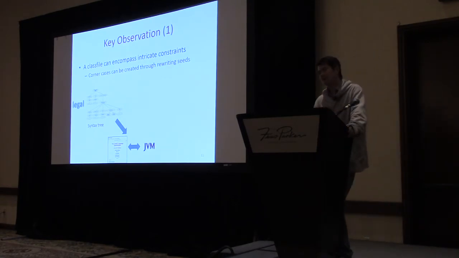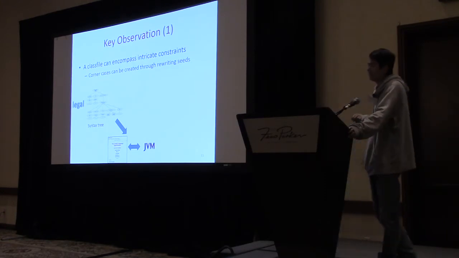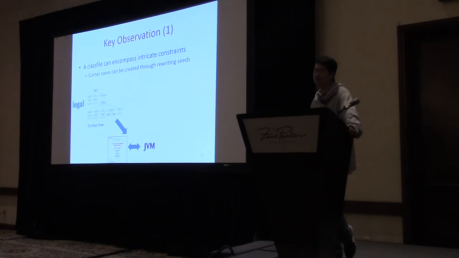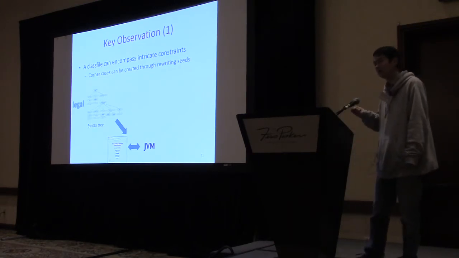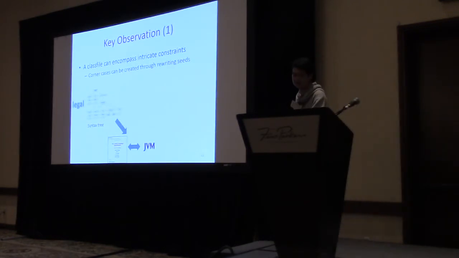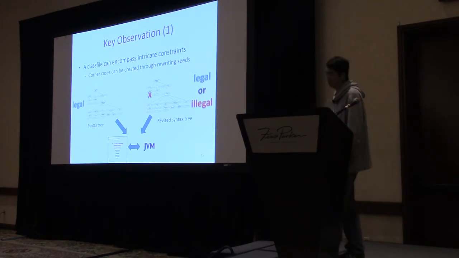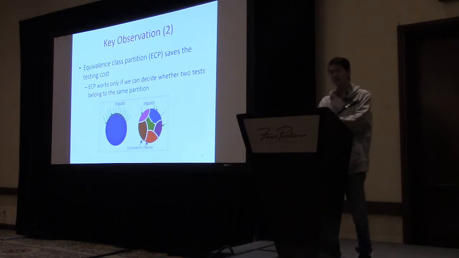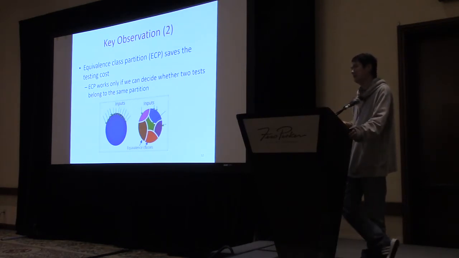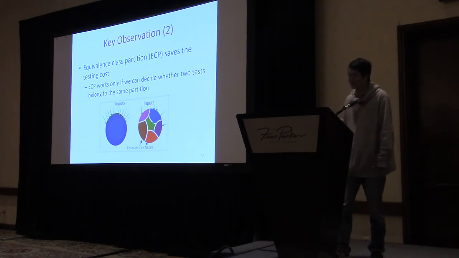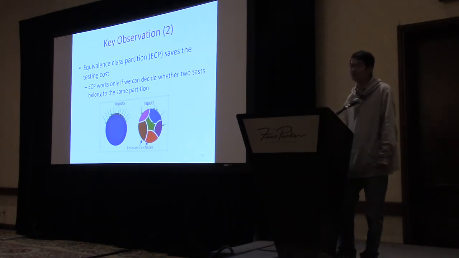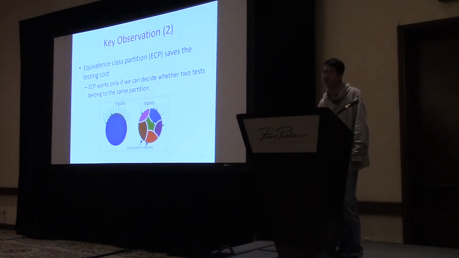We propose a project called classfuzz. Classfuzz is designed on the basis of 2 key observations. The first observation is that a class can encompass intricate syntactic and semantic constraints. Therefore, if we creatively rewrite classfiles, the resulting classfiles can become corner cases that may violate some constraints in the specification. The second observation is that many classfiles can be redundant, while the redundancy can be eliminated by partitioning equivalence classes and taking each test from each partition. However, this black box testing technique, ECP, only works if we can decide that the 2 classfiles belong to the same partition.